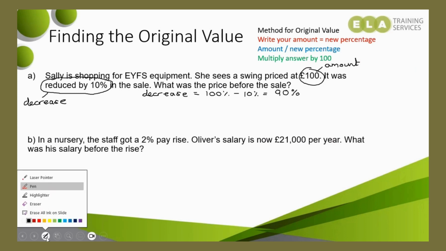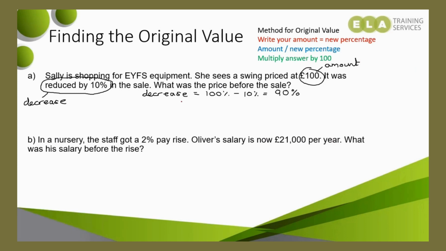Now what we're going to do is follow our colour-coded steps. We do our amount, which is £100, equals the 90% we've just worked out. We then do our amount divided by our percentage amount. Notice the method does not change dependent on the question. It's exactly the same, which leaves us with 1.11.